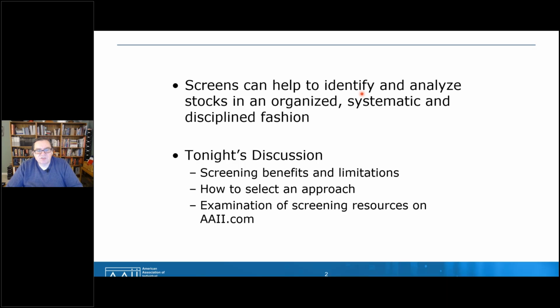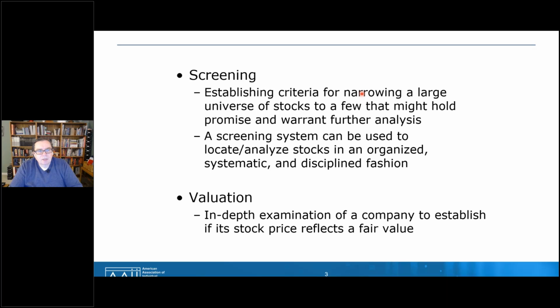In tonight's discussion, I'm going to try to cover some of the benefits and limitations of stock screens, and how you should go about picking a stock screen that fits with your approach. I'll spend most of the time tonight talking about the resources that you have as an association member on our website. So, what is screening?